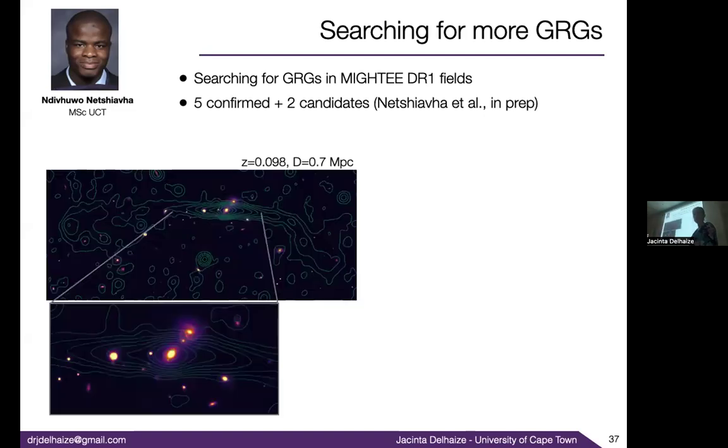And so far he's found 5 that have been confirmed with spectroscopic redshifts and 2 candidates. So here's an example of one beautiful big one, where if you zoom in on the optical galaxies here, you can see that there's this nice spiral, this galaxy here and a little guy there, and they're probably all interacting.